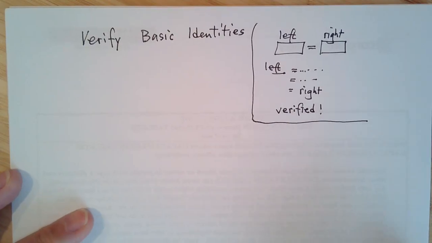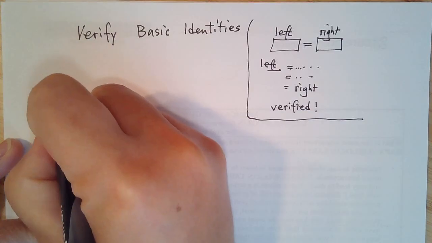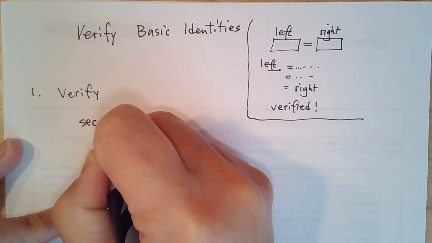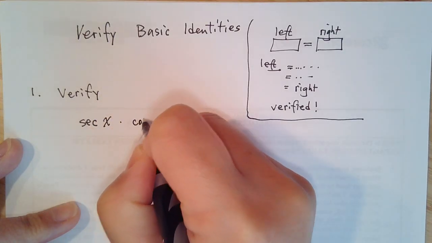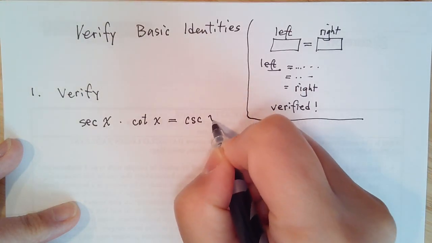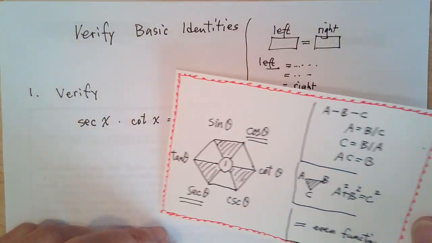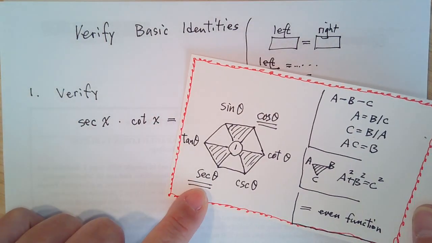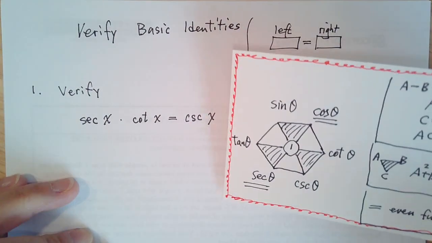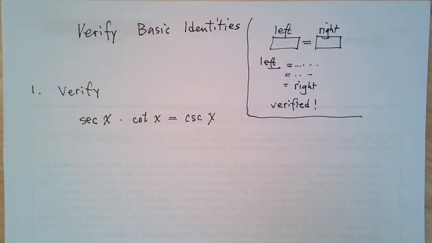That's basically what we're going to do in this class. All right, what does that mean? Let me give you one example. I'm going to give you several examples. So the first one, I ask you to verify secant x multiplied by cotangent x equals cosecant x. If you have this hexagon graph, you're going to see that yes, secant times cotangent is, of course, cosecant. So you can just verify this based on your understanding of those identities.